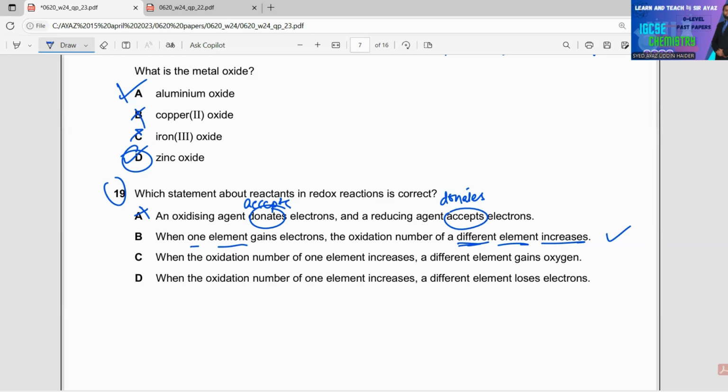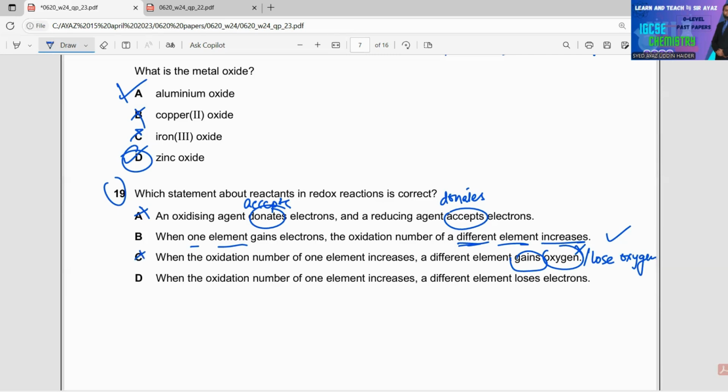For your convenience, I'm reading the next two statements. When the oxidation number of one element increases, a different element gains oxygen. Oxidation number of one element increasing means it has oxidized. You can't have a different element gaining oxygen then. The reason is that it will get reduced, which means it will lose oxygen, not gain oxygen. So this is also incorrect.